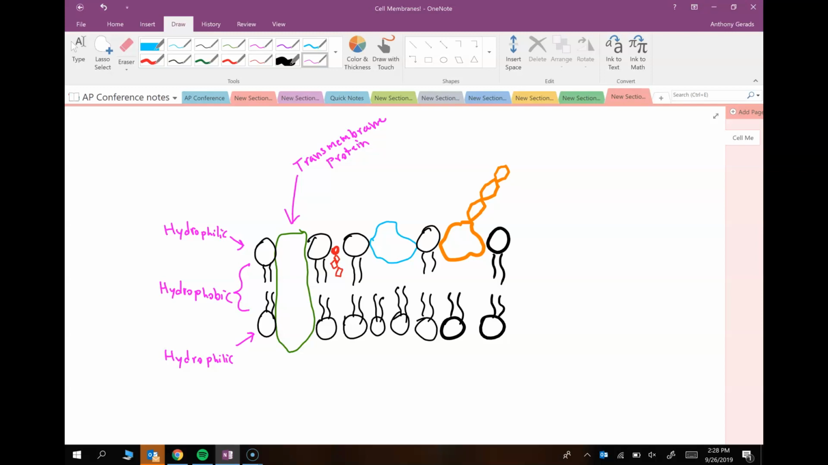So what do you notice about this protein? It goes across the entire membrane. It goes across the entire phospholipid bilayer. All right? But about properties of this protein, do you think it's polar or nonpolar? I got some polar. Anyone think it's nonpolar? Wait, what are we looking at again? This green protein, this transmembrane protein.